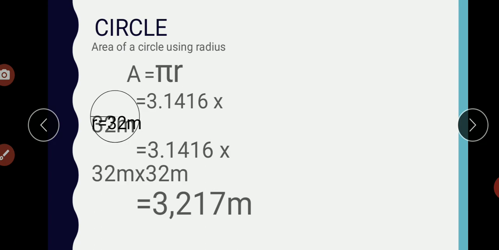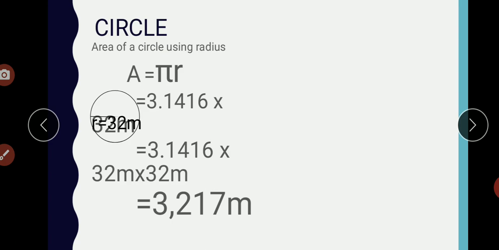Okay, so the area of a circle using radius. If the given is a radius, the area is equivalent to pi r squared. Okay, so pi r squared. The value of pi is constant, which is 3.1416. Wherever you go or whatever happens, the value of pi never changes.